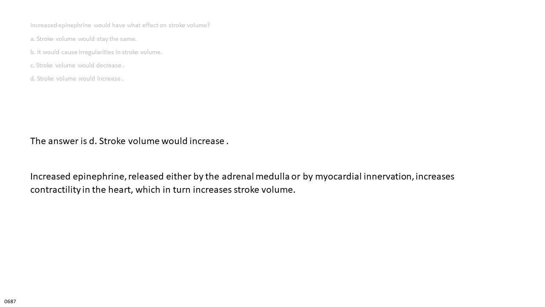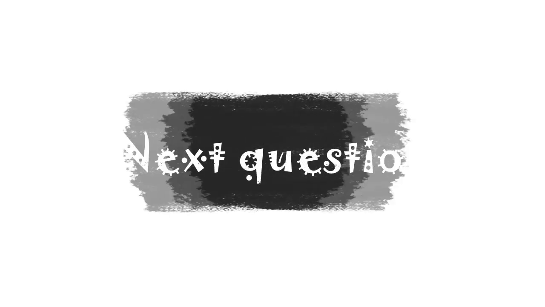Increased epinephrine, released either by the adrenal medulla or by myocardial innervation, increases contractility in the heart, which in turn increases stroke volume.